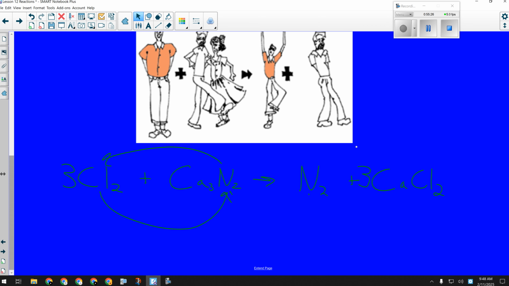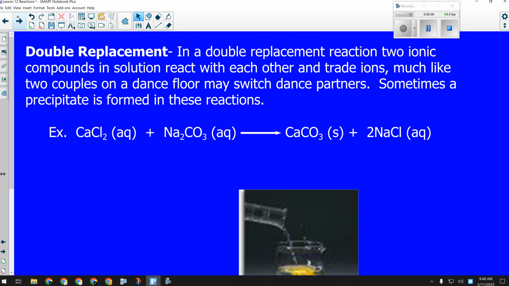All right, the last reaction type. Double replacement. So very similar to single replacement, it's just now it's 2 ionic compounds that are going to react. These are actually a little easier to figure out because all that happens is the metals swap partners. In a double replacement reaction, you simply swap the metals and you'll have your new compounds on the other side.